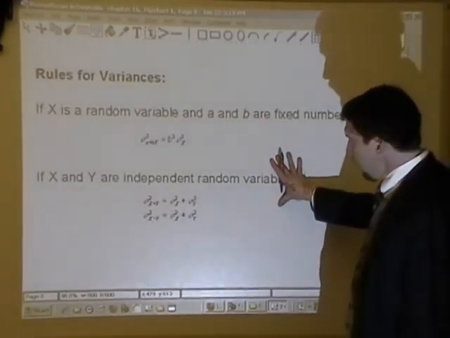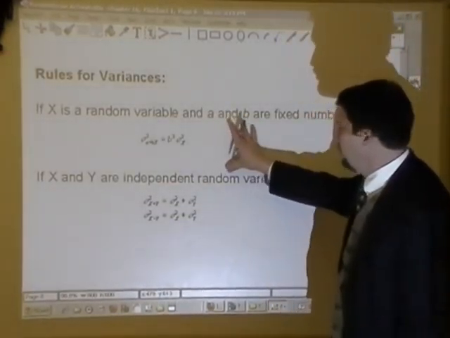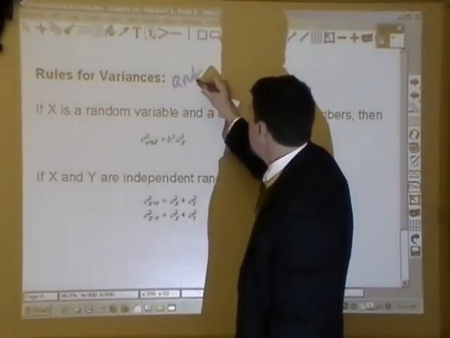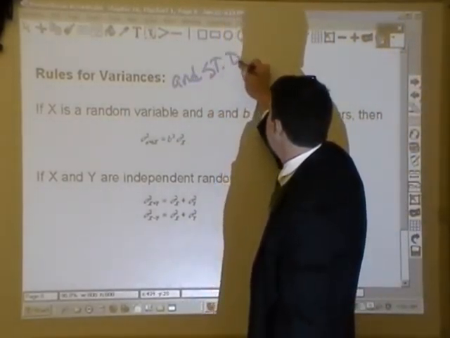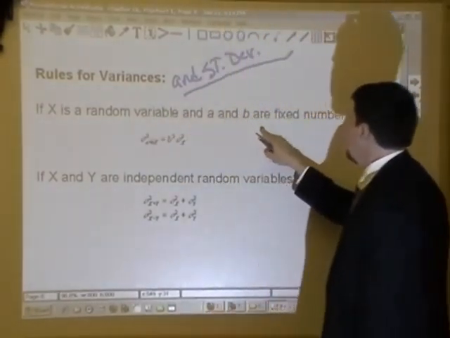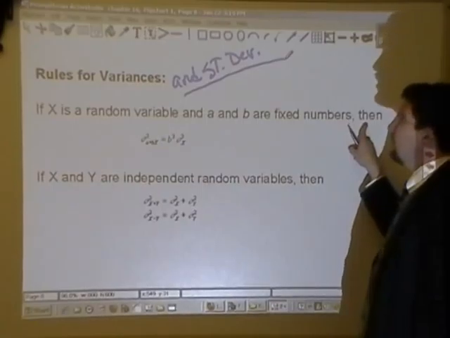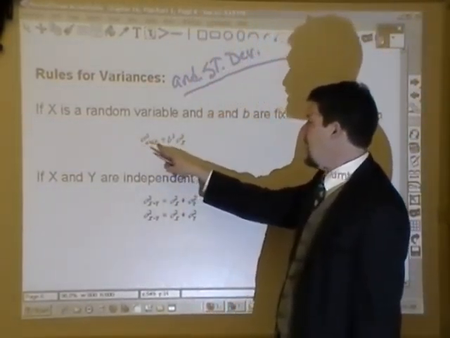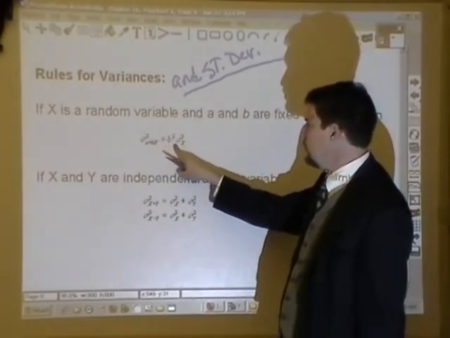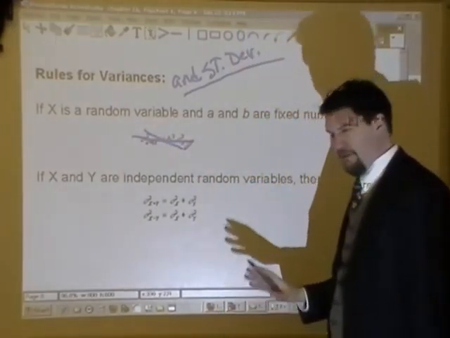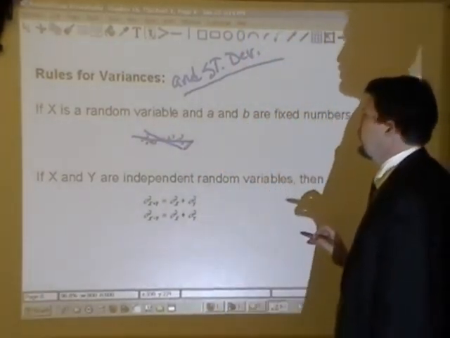Okay. All right, so rules for variances, and we're going to change this, okay? Rules for variances and standard deviations. If x is a random variable and a and b are fixed numbers, then, and this says the variance of a plus bx is equal to b squared times the variance of x. We're going to blow this off completely, that formula. I hate this formula.